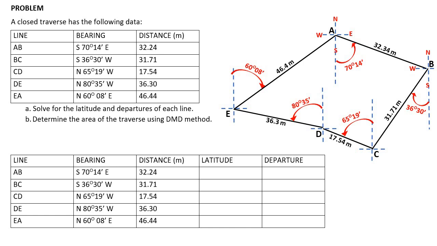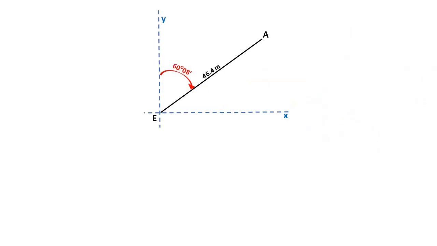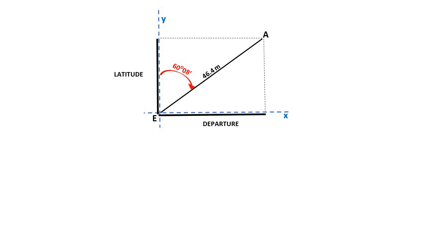So ano ba yung latitude and departure? So exemplify natin yung line EA. So here, our line EA has a projected length sa y-axis, and that length is called the latitude. So that is the latitude of line EA, and then the projected length naman sa x-axis is called the departure.